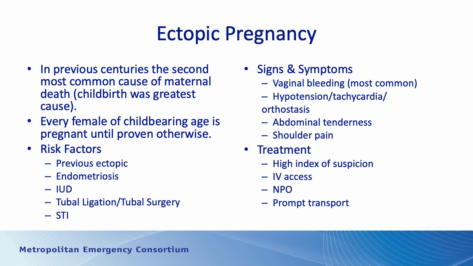The diaphragm embryologically comes from your shoulder area, so if the diaphragm is irritated, you tend to have pain localizing in the shoulder. For us in the field, our treatment really needs to be a high index of suspicion. Think about it. If the patient's having severe pelvic pain, they have a positive pregnancy test, no previous ultrasound, and now they're uncomfortable with tachycardia and hypotension, they're an ectopic until proven otherwise. Prompt transport, get IV access, two IVs if you can, keep the patient NPO, and transport.